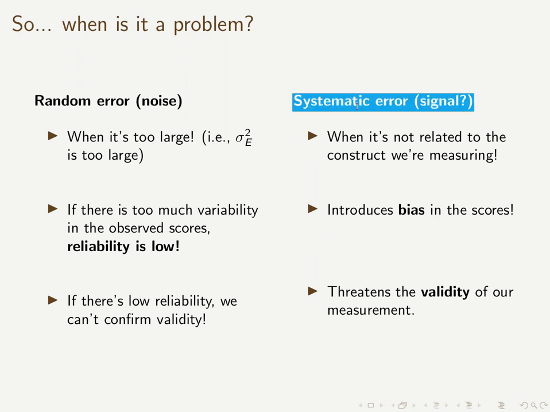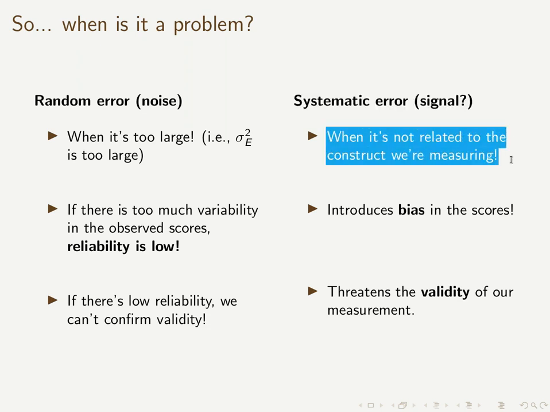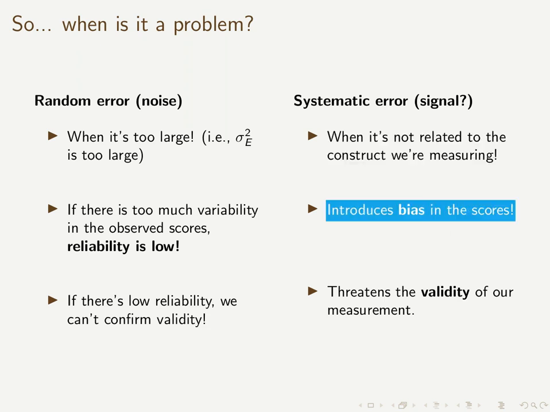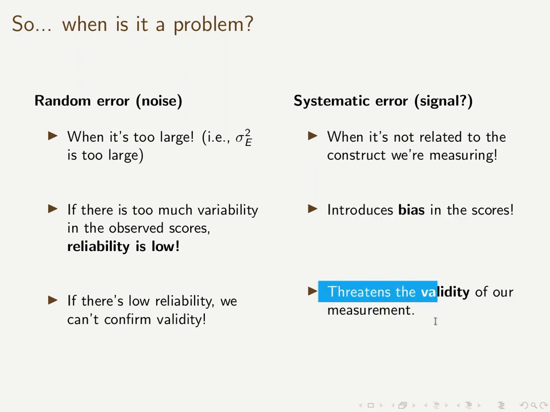Now, when we talk about systematic variance, when does it become a problem? It pretty much becomes a problem when it is not related to the construct that we want to measure, and when it introduces unwanted bias in the scores. So it's going to threaten the validity of our measurement because we're not going to be able to attribute these differences to the thing we wanted to measure, but to some other thing instead.